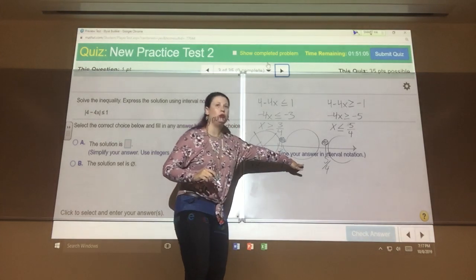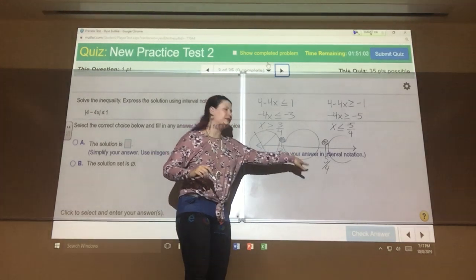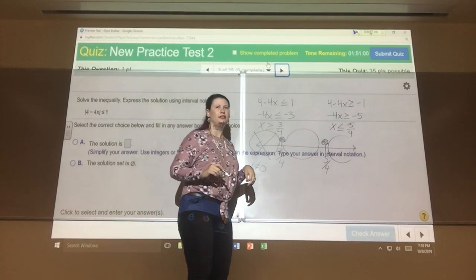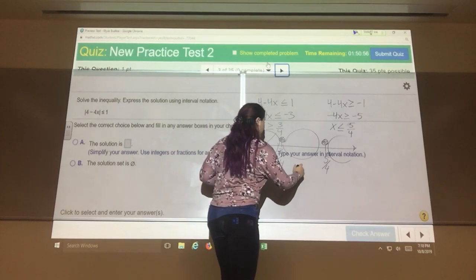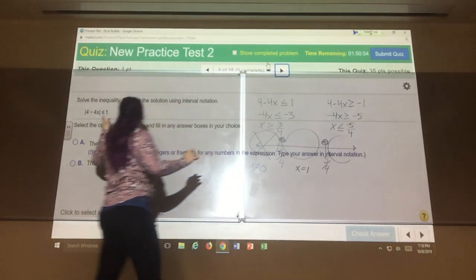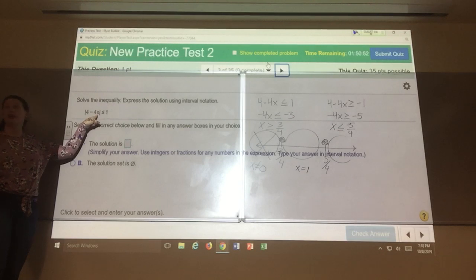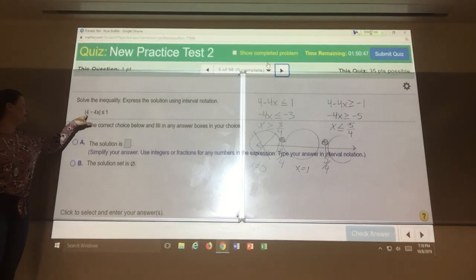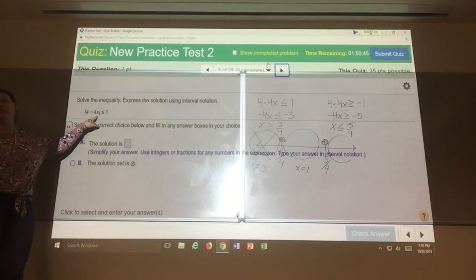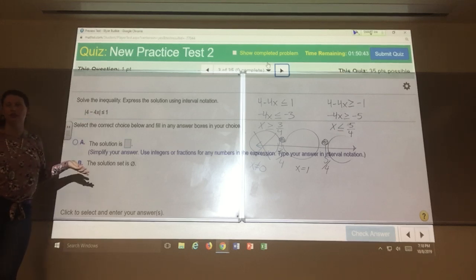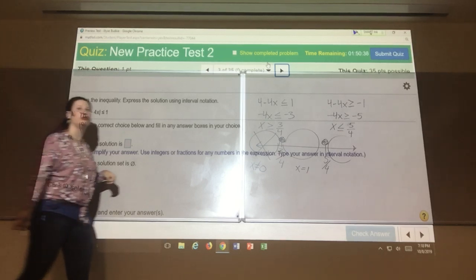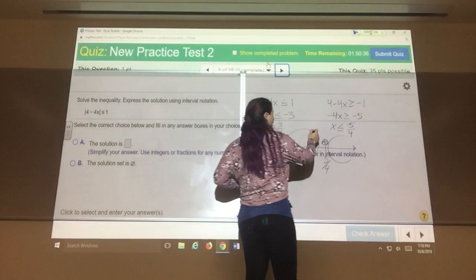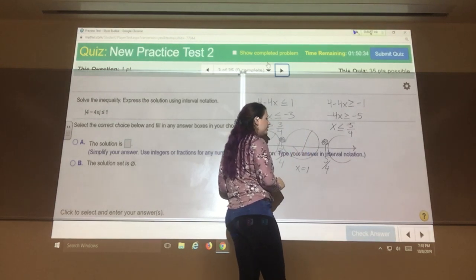What about this section? What's the number within 3/4 and 5/4? 1, which is 4/4, right? So can x equal 1? Well, again, let's go back. If we plug in 1 here, well, 4 times 1 is 4. 4 minus 4 is 0. What's the absolute value of 0? 0. Is 0 less than or equal to 1? Yes. Right? So 1 is good.